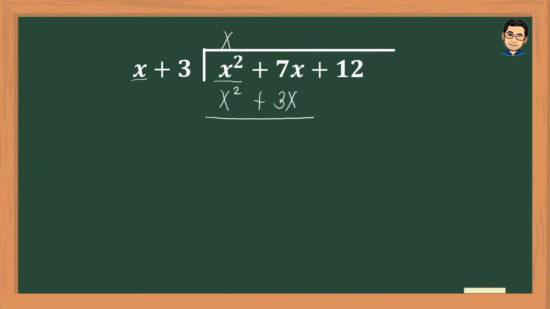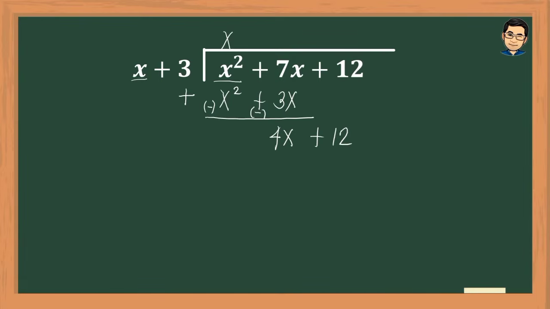Next, ang gagawin natin is subtract. So, ang x squared po magiging negative. And then, yung 3x naman magiging negative din po. Yung subtraction sign magiging plus na po. So, x squared plus negative x squared, that is 0. And then 7x plus negative 3x, that is 4x. And then, we bring down 12. So, magiging 4x plus 12.